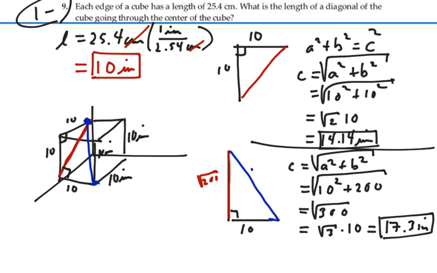So the length of this third side is 17.3 inches, and that is the length of the body diagonal through this cube. So the ratio of sides is a ratio of 1 to the square root of 2 to the square root of 3 as we go from the edge to the face diagonal to the body diagonal. Kind of a neat relationship for the cube, and that is our mathematics to find the body diagonal of the cube.